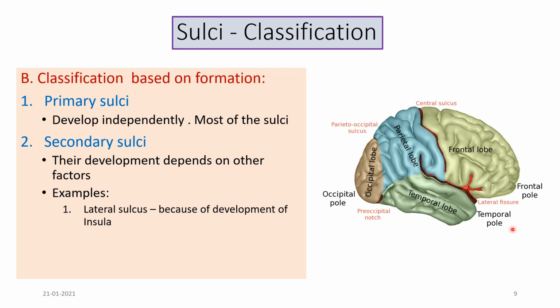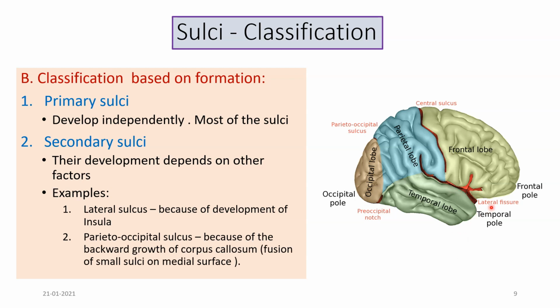The development of insula is responsible for the formation of the lateral sulcus. Then the other example is the parieto-occipital sulcus. So the parieto-occipital sulcus, which you are seeing here along the superomedial border of the cerebral hemisphere, 5 centimeters in front of the occipital pole.